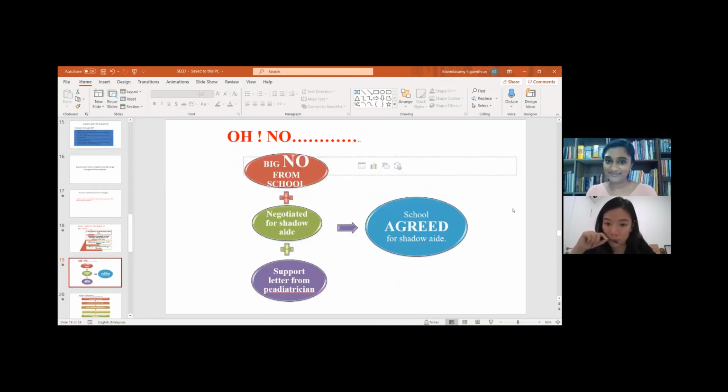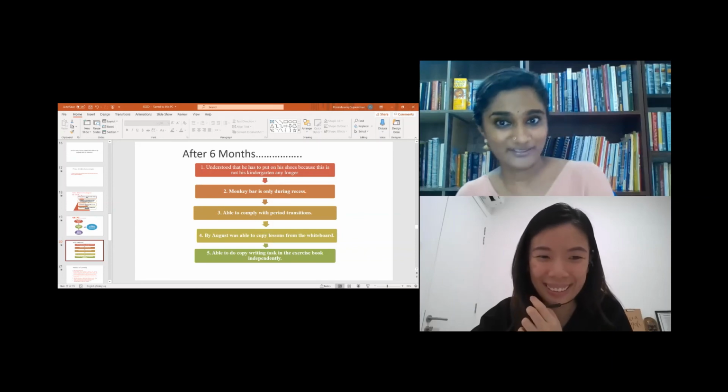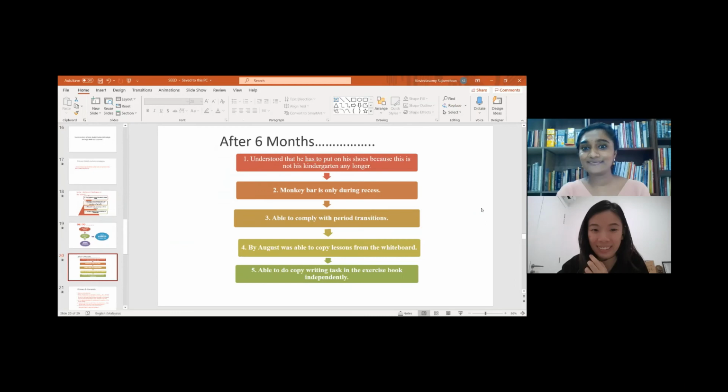Then the parents negotiated for a shadow aide and got a support letter from the pediatrician. Finally, the school agreed to a shadow aide. And then what happened? After 6 months, he understood that he has to put on his shoes because this is not his kindergarten any longer. This is a primary school where all children need to wear shoes. He goes to the monkey bar only during recess time. He knew the boundaries and so on.